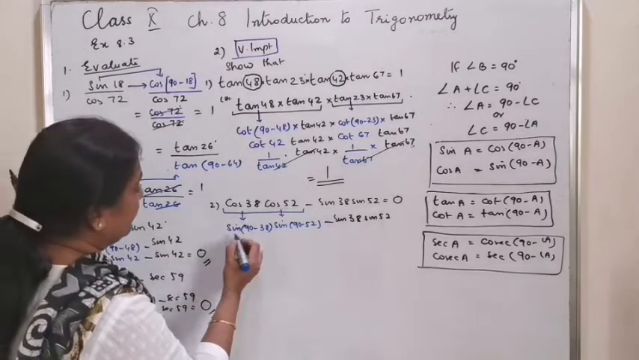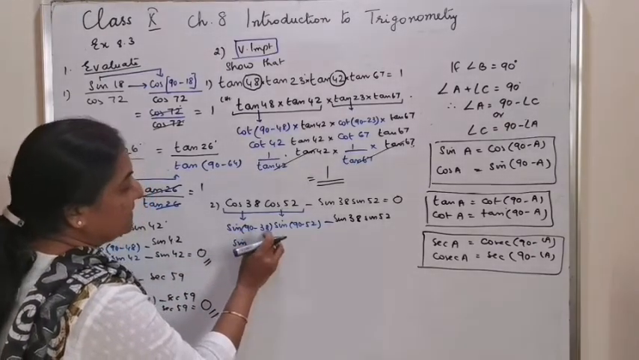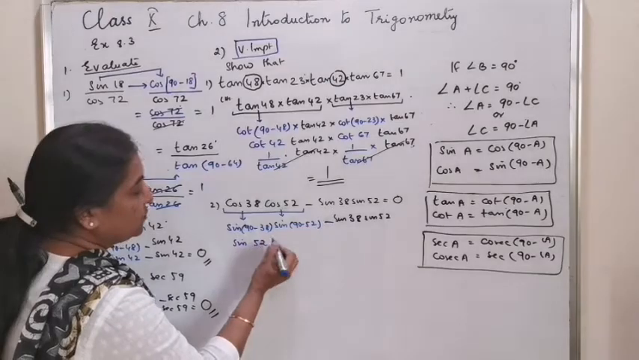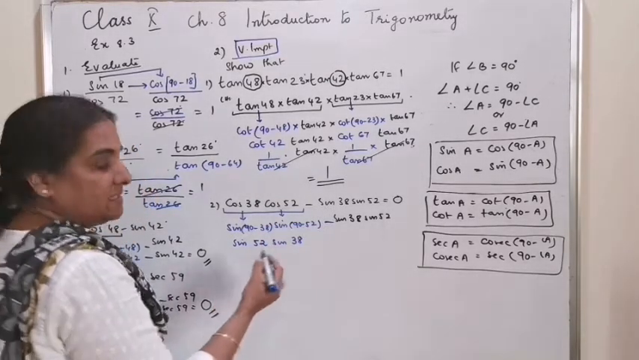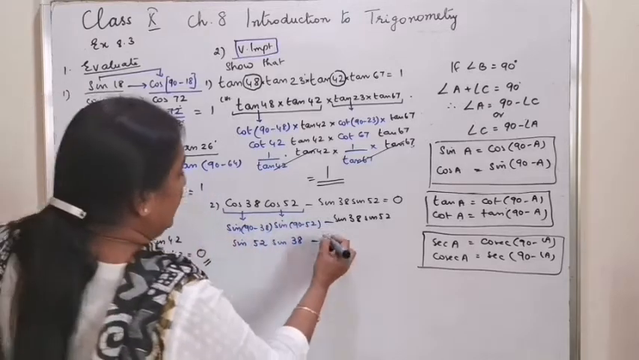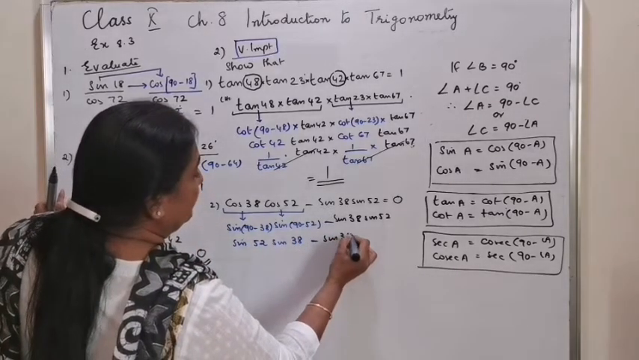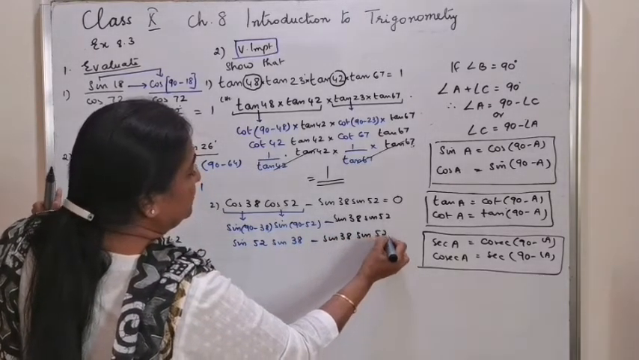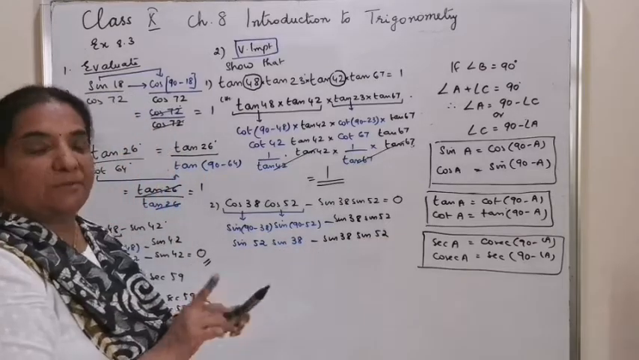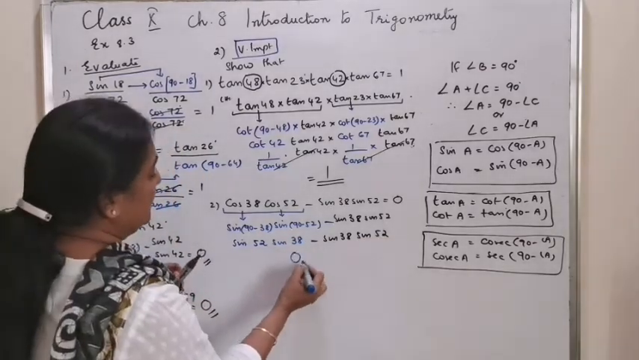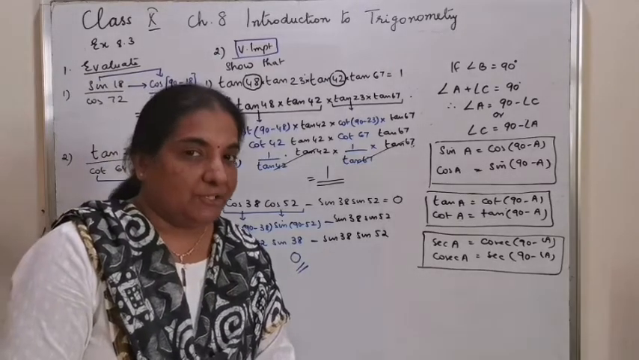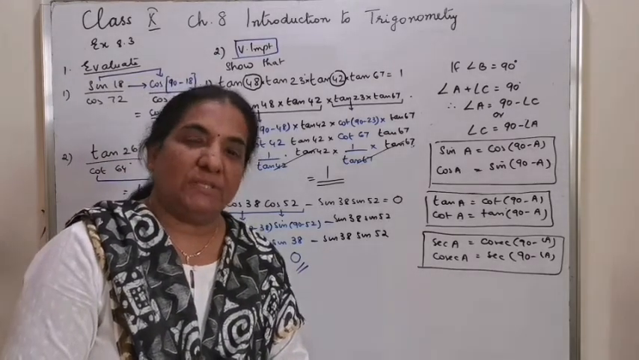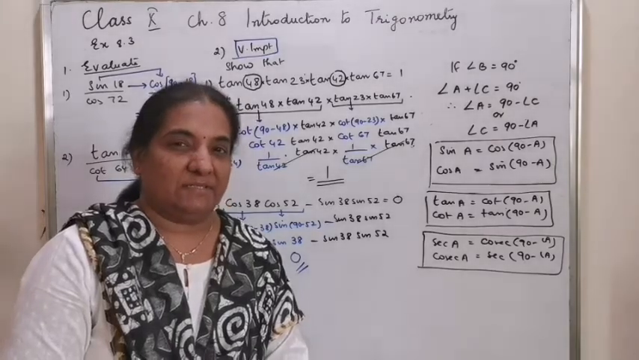Then next, sin of 90 minus 38 is 52, and sin of 90 minus 52 is 38, minus sin 38 sin 52. Since multiplication is commutative, the answer is 0. I hope it's very clear to you now. Let's proceed with the next set of questions.